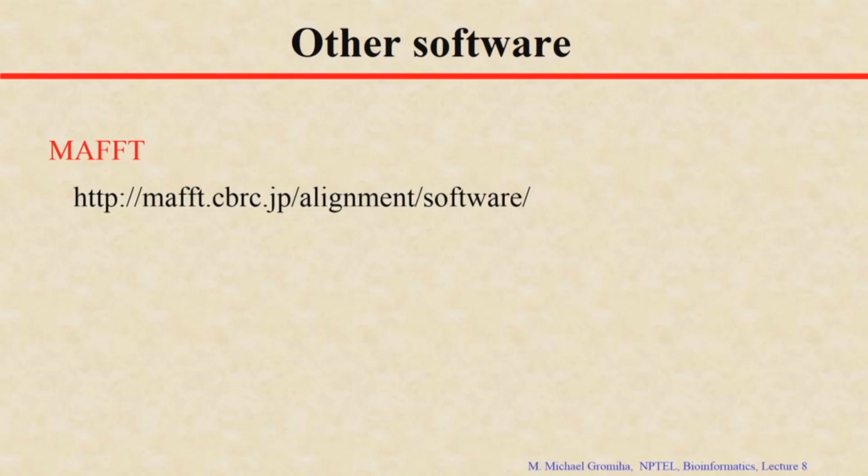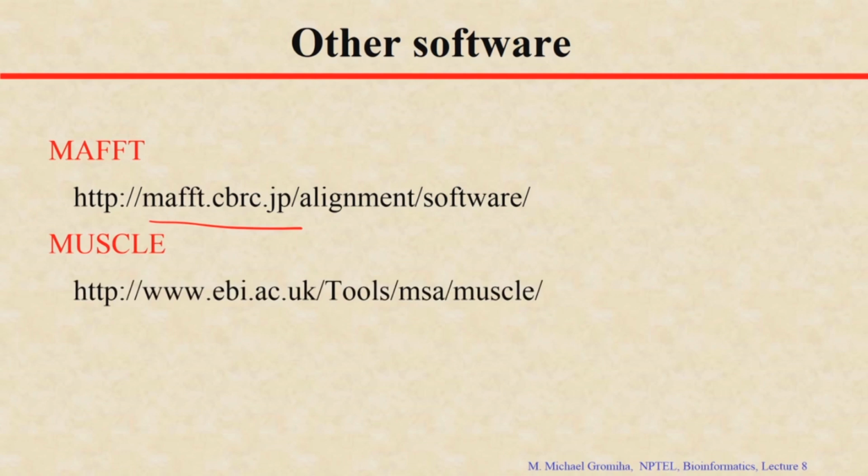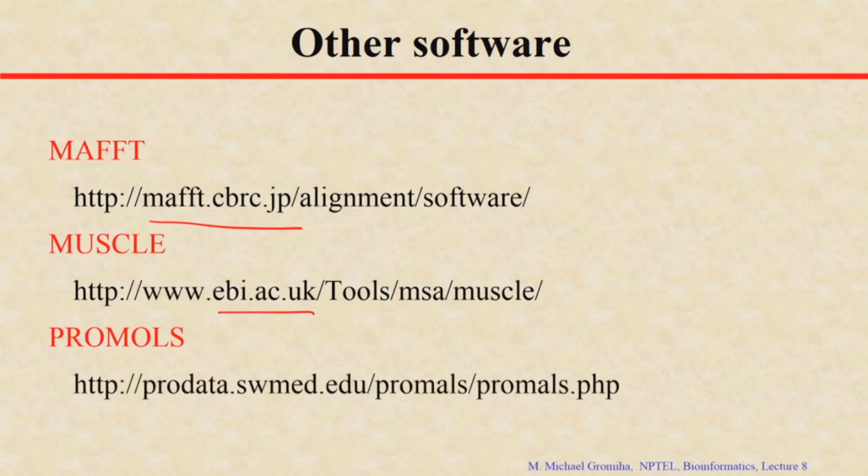There are several other software packages available in the literature which can also be used for multiple sequence alignment. For example MAFFT, which is available on this website, cbrc.jp, and MUSCLE, which is also one of the widely used software, available in the UK. And Promals is another software you can also use for multiple sequence alignment.